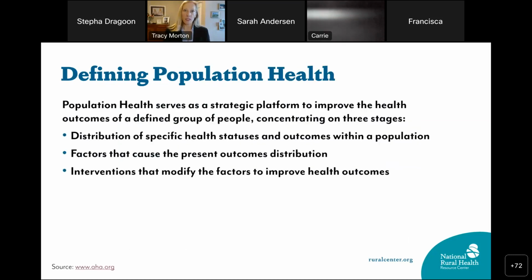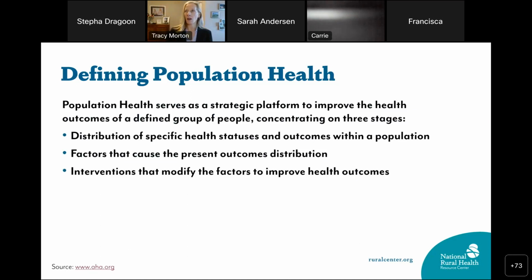To go a little bit more into definitions, I think it's good to talk about what the definition is of population health, because I think this gets into some murky waters. We often use this definition from the American Hospital Association, and that talks about population health serving as a strategic platform to improve the health outcomes of a defined group of people. And it looks at 3 different stages. So the first is, what is the distribution of a particular health status or outcome within a population?